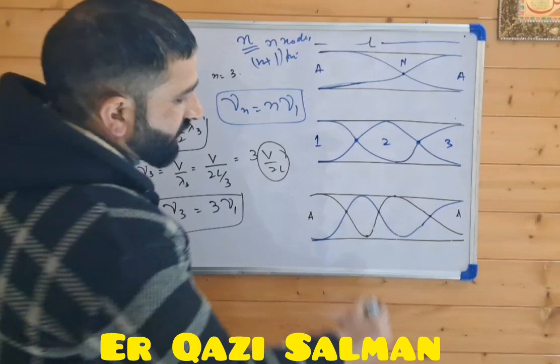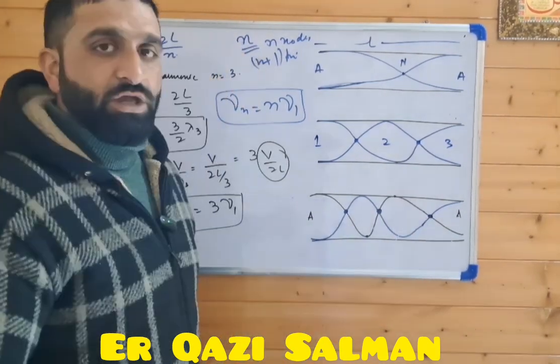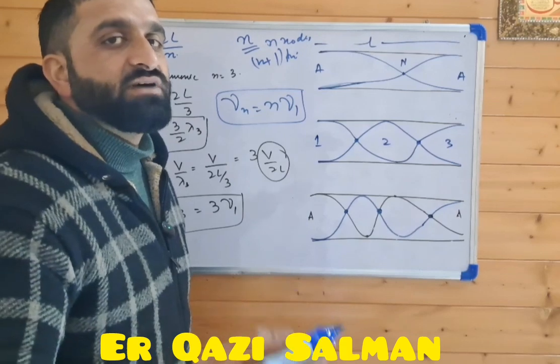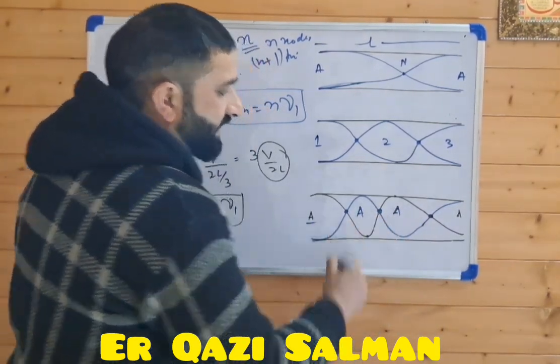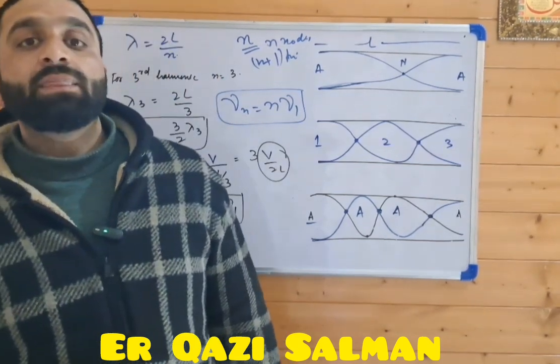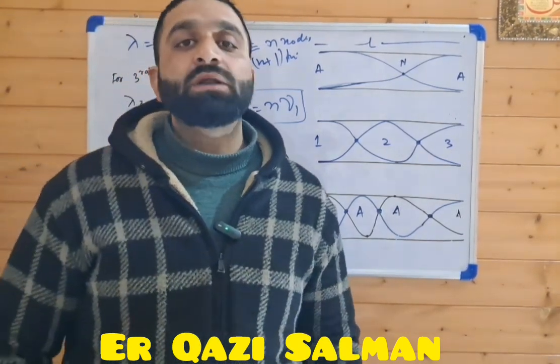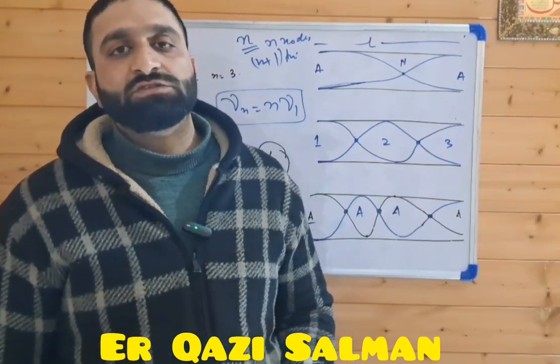For the third harmonic, node number 1 is this, node number 2 is this, and node number 3 is this. We will be having n plus 1, that is 3 plus 1 antinodes. Antinode here, antinode here, antinode here, and antinode here. So it is clear from the discussion that in the nth harmonic of an open organ pipe, we are having n nodes and n plus 1 antinodes. Hope you understood.